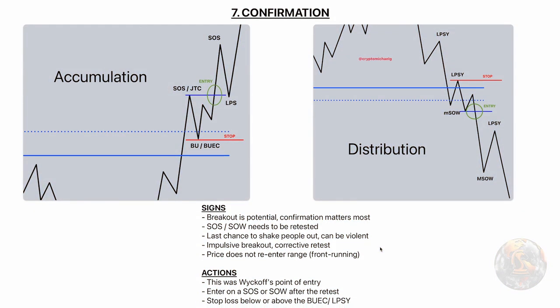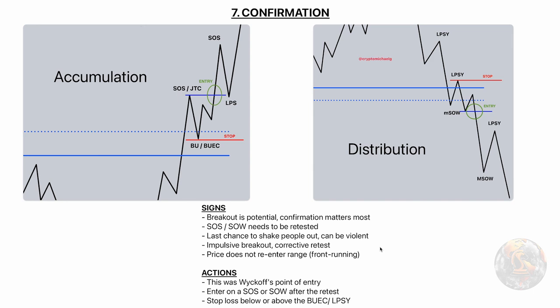So event number 7 is confirmation. This is what it all leads up to. This is the entire point of the Wyckoff schematics. This is the entire point of his theory, and this is the part that he himself traded. So the breakout is only potential. As you've seen, especially in crypto, there can be many, many breakouts that look really good and then they fail. So what matters is the confirmation.